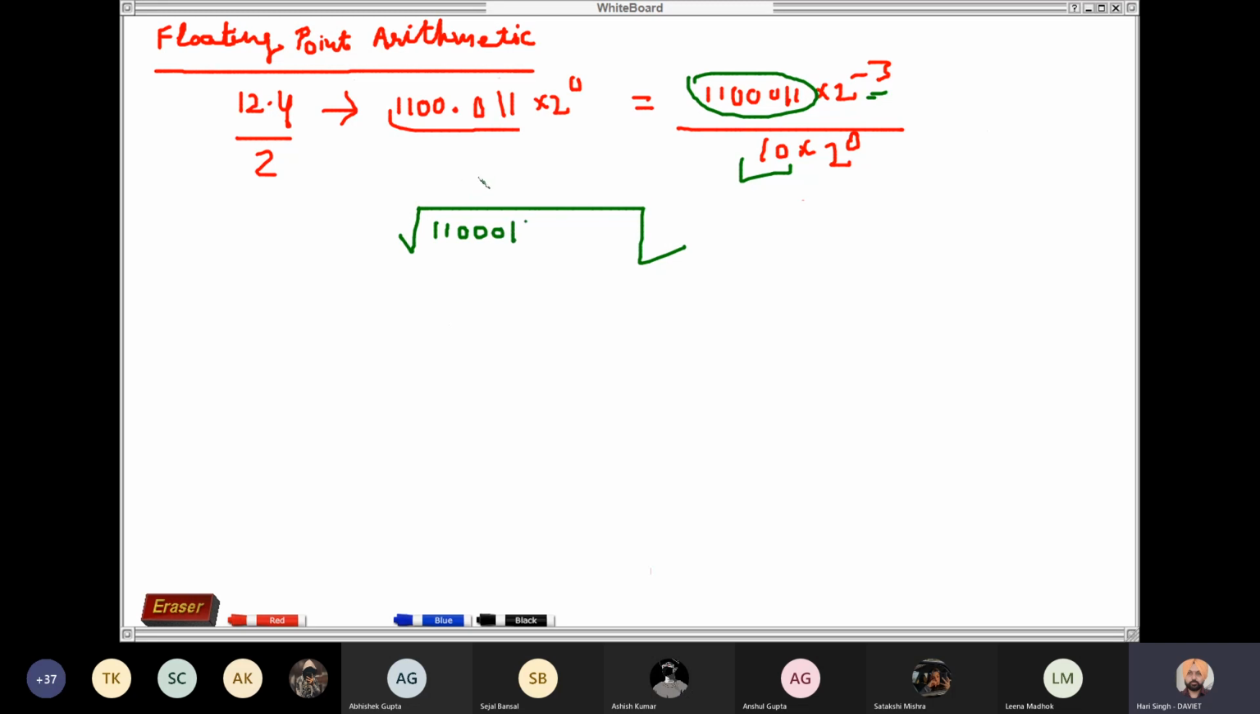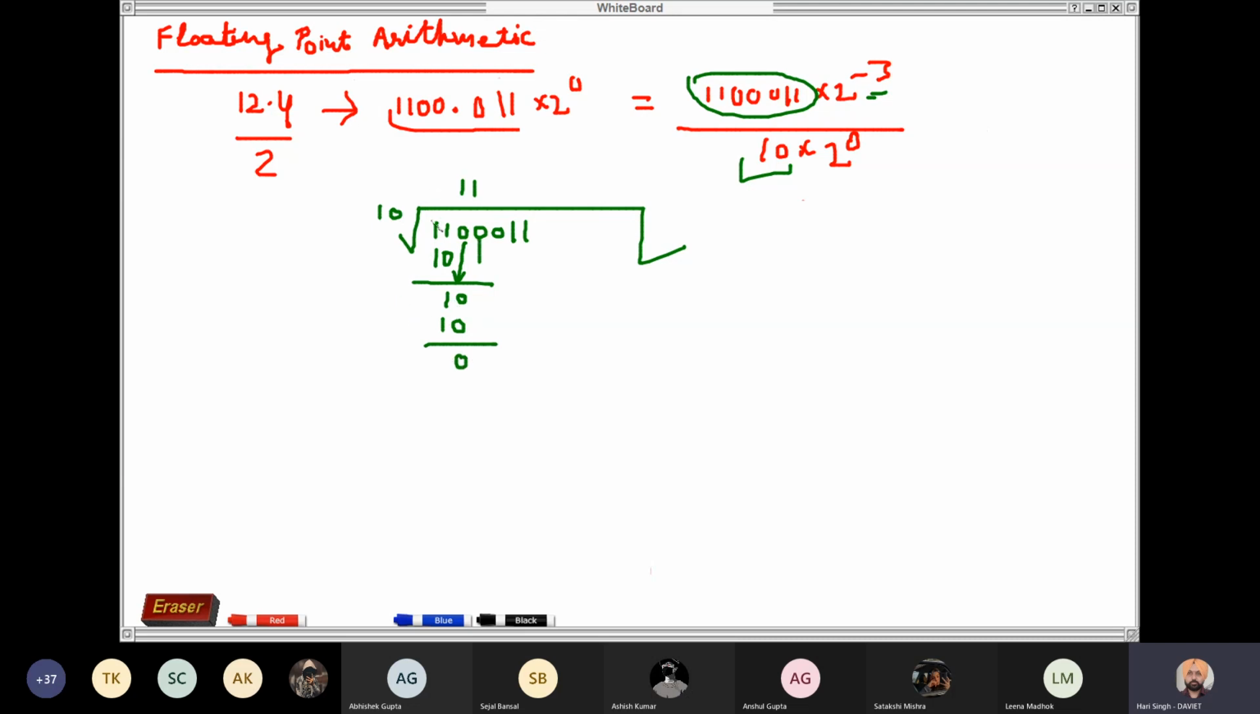So this is the mantissa of the first number. It is to be divided by 2. So apply the division method. First of all 10. Subtract 10 from 11, you will get 1. Write down the next 0. And repeat the process. Now it is 1, you will get 0 here.